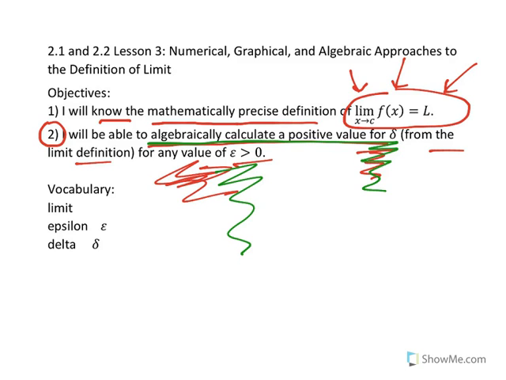It is just a mathematically precise formulation of the conceptual understanding that we developed in lesson 1, which states that you can make f of x closer and closer to the limit by taking the input values closer and closer to c. But now we make those words, closer and closer, more precise by using epsilon and delta.